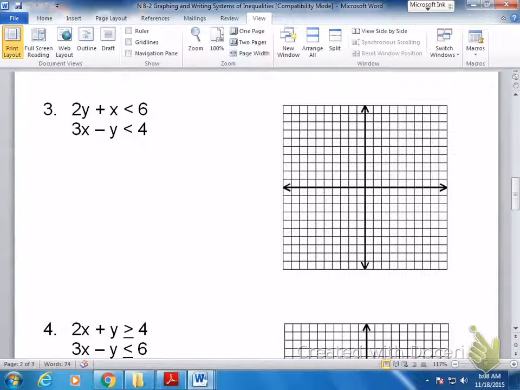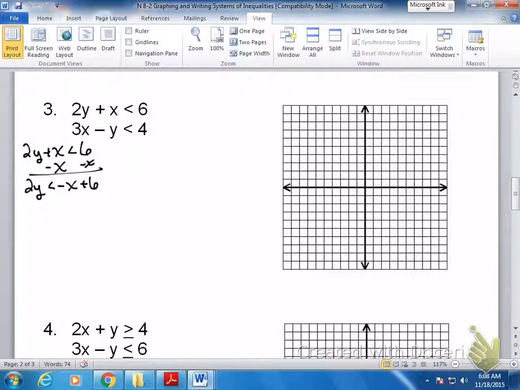Now these kind of combine what we did yesterday. Before we can graph these, we're going to have to solve them for y. So I'm going to start with the 2y plus x is less than 6. I'm going to solve it for y. The first thing I'm going to have to do is subtract that x to the other side. Then you get 2y is less than negative x plus 6.